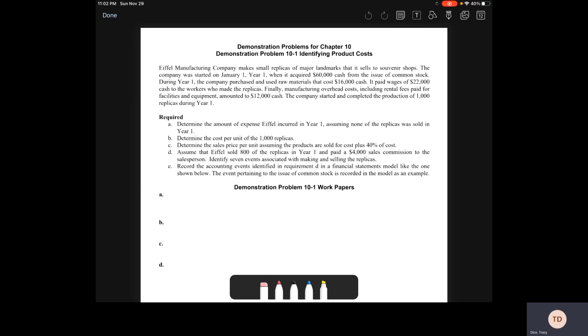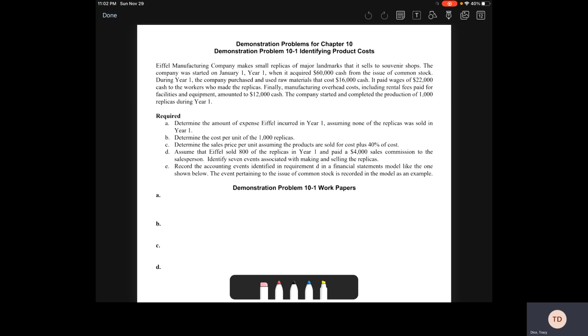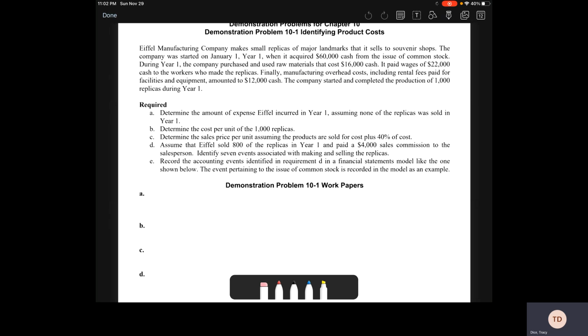All right, so the first thing we need to look at is determining the amount of expense that they incurred in year one, assuming that none of the replicas were sold in year one. So this is where we've got to look at our product costs. Now, thinking back to the last video that you should have watched, that talked about what product costs were, we look at our direct material, our raw material, our direct labor, and our overhead costs.